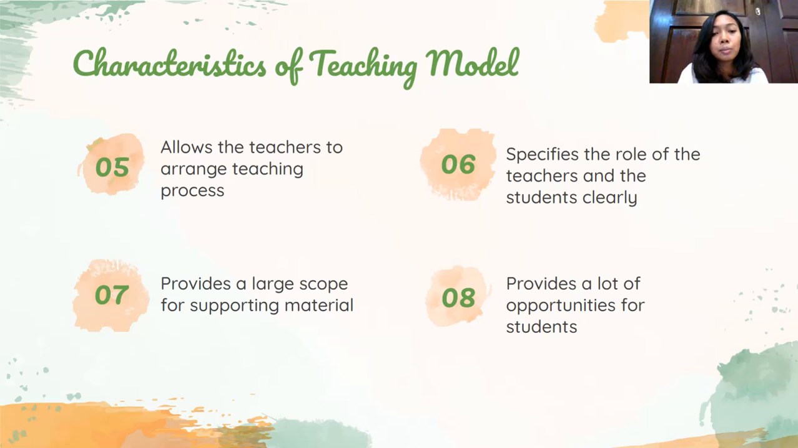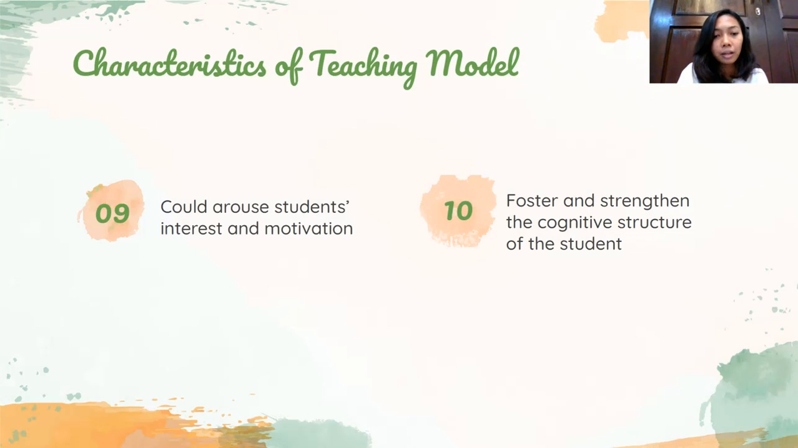The sixth one, the teaching model specifies the roles of the teachers and the students clearly. The seventh one, the teaching model provides a large scope for supporting material. The eighth, the teaching model provides a lot of opportunity for students to participate actively in the classroom. The ninth, the teaching model could arouse students' interest and motivation in learning. And the last one, every model fosters and strengthens the cognitive structure of the student.